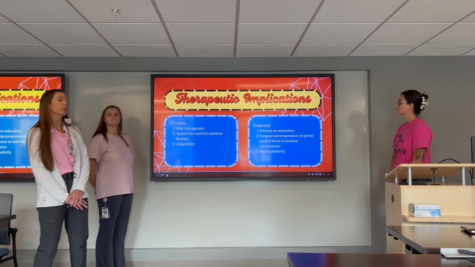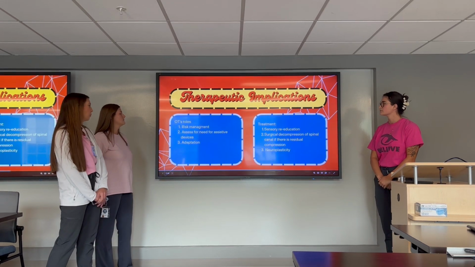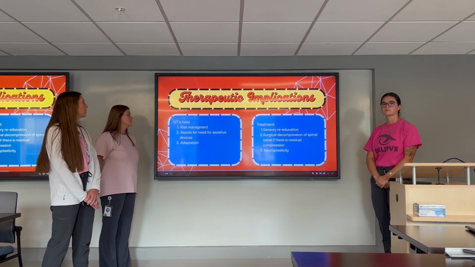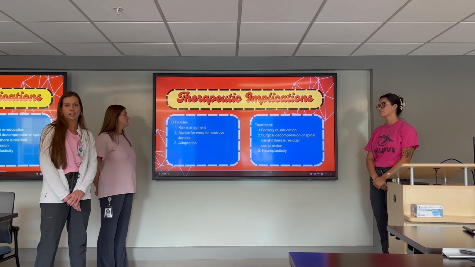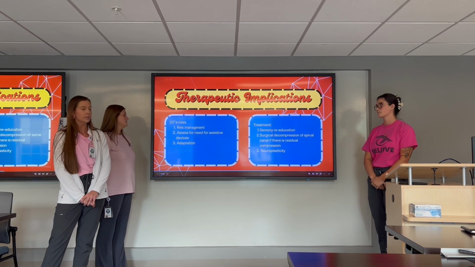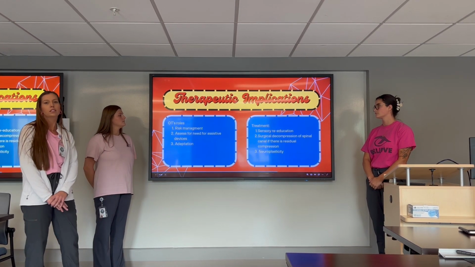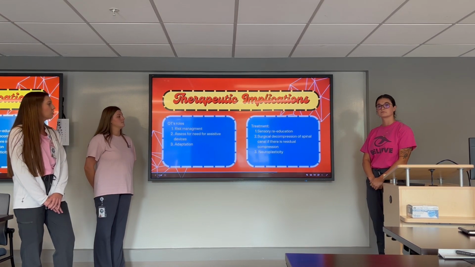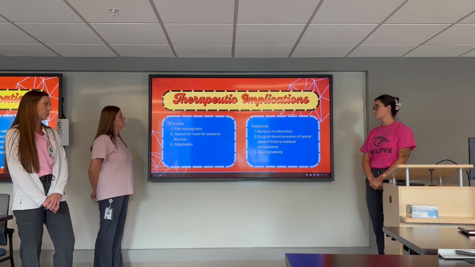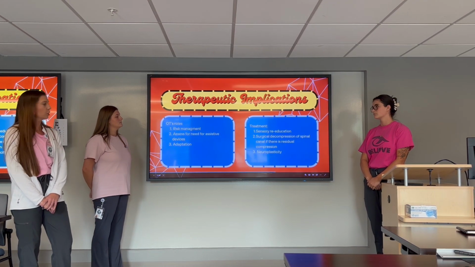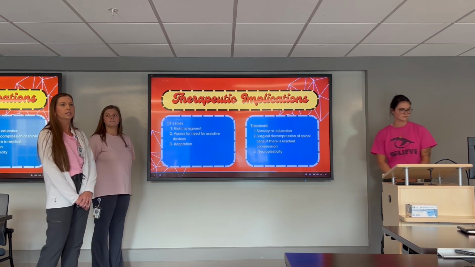Okay, so what we would do in this situation as OT, some of the roles would be risk management. We would assist with assistive devices and adaptation, and then some treatment would be sensory re-education, surgical decompression of the spinal canal if there was compression, and also neuroplasticity.